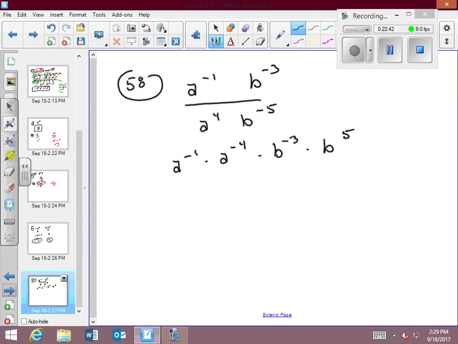Now then, what can I do? I can take the a base and add the exponents. I'm adding minus 1 and minus 4, right? And I can take the b base and add the exponents. I can simplify that by going a to the minus 5, b to the plus 2, and now get all positive exponents and do what? B squared in the numerator, a to the 5th in the denominator.